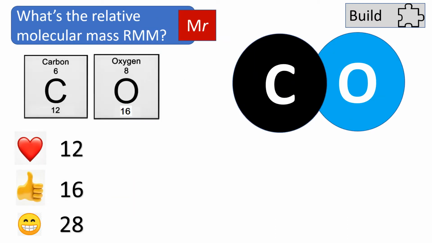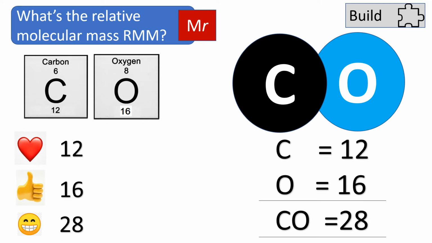So if these two were bonded together to make a molecule of CO, so carbon monoxide, what do you think the relative molecular mass of carbon monoxide would be? Is it 12, is it 16, or is it 28? Well, if you add them together, one carbon with a mass of 12, one oxygen with a mass of 16 gives a relative molecular mass or relative formula mass of 28 for carbon monoxide. So we're simply adding them up together.